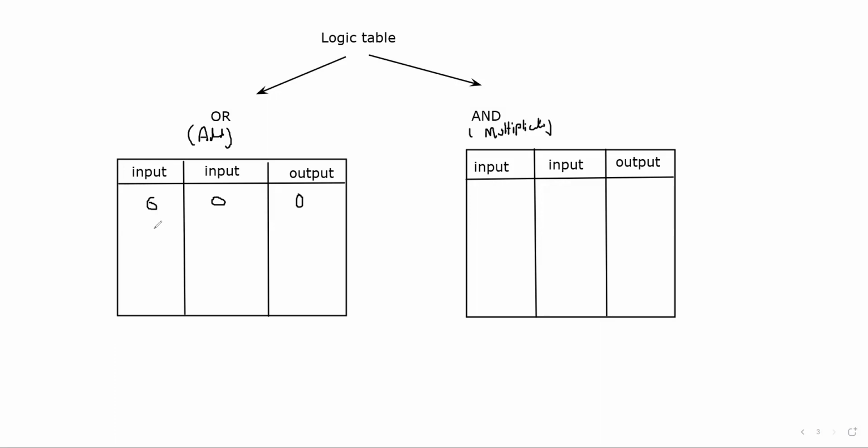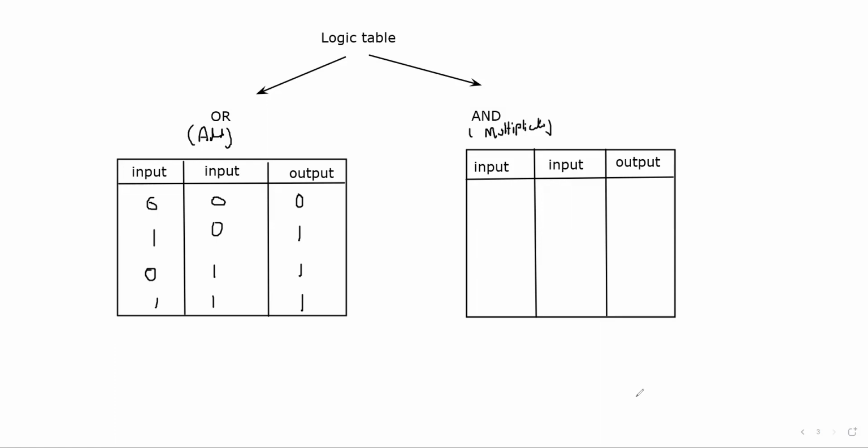If I say 1 and 0, what will be the output? 1. Basically, when the output is 1, it means the device will work. If the output is 0, it means the device will not work, or the circuit will not work. 1 and 0 show in which condition the circuit works and in which condition it will not work. 1 and 0 and 1, that is 1, and 1 and 1, that is also 1.